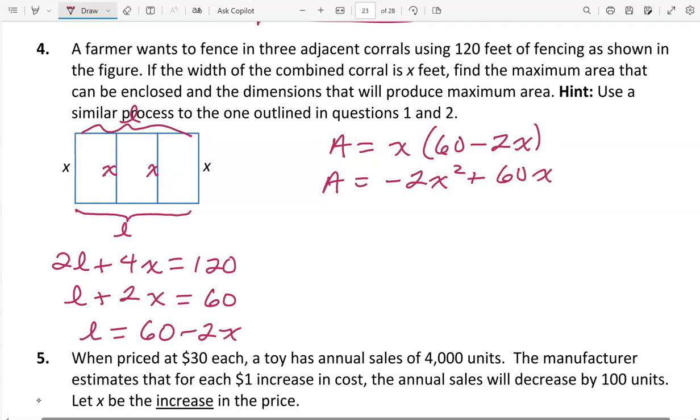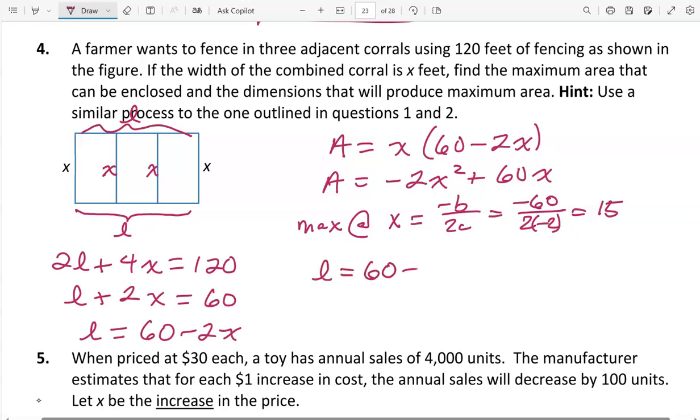And so using that area function, our max is going to occur whenever x equals negative b divided by 2a. So negative 60 divided by 2 times negative 2 is 60 divided by 4, which is 15. So that's going to give us the width of the corral, and now we need the length, and remember that the length is 60 minus 2 times the width, or 60 minus 2 times x. That's 60 minus 30, which is equal to 30.